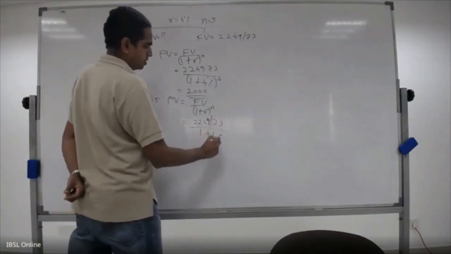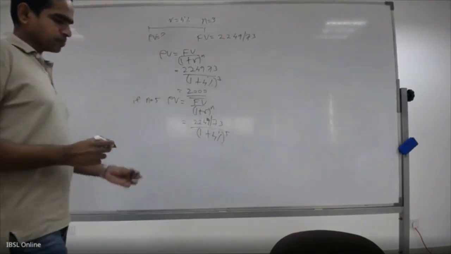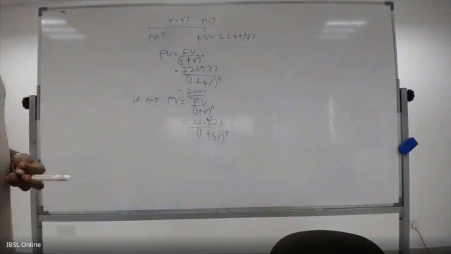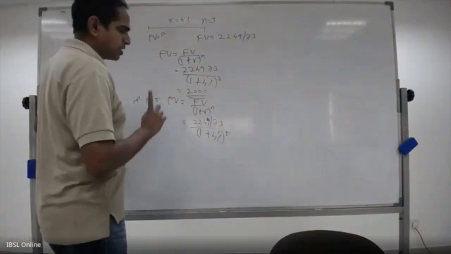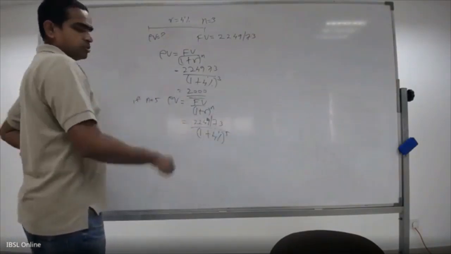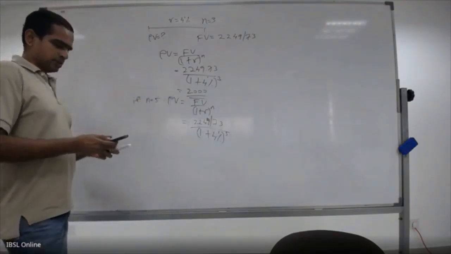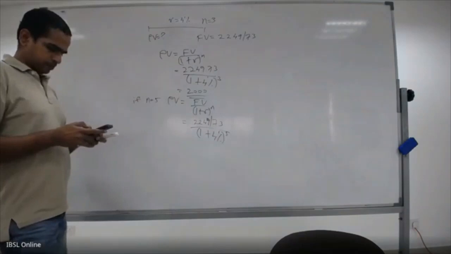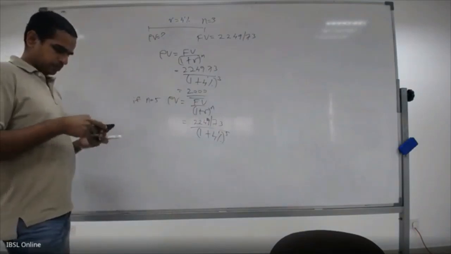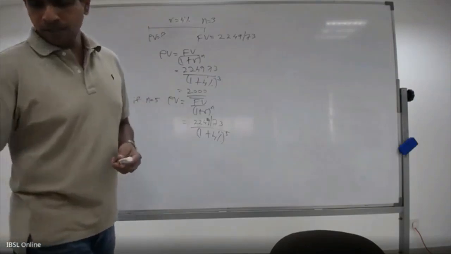1 plus 4%, with n as 5, so the power is 5. That's the only change. Without any calculations, you will realize that when the time period increases, present value should drop. Meaning your present value should be less than 2000. $1,849.11.